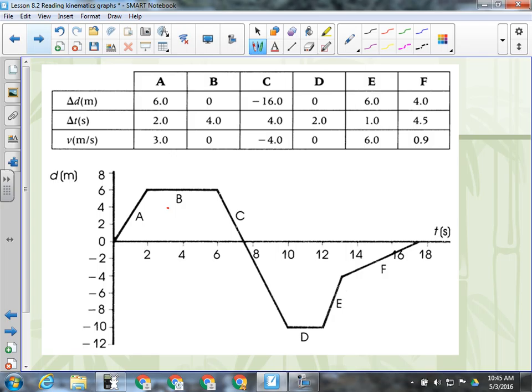Where is it going faster, E or F? E. E is steeper. It's traveling, and it's increasing its position more in part E than it does in part F in a shorter space of time.